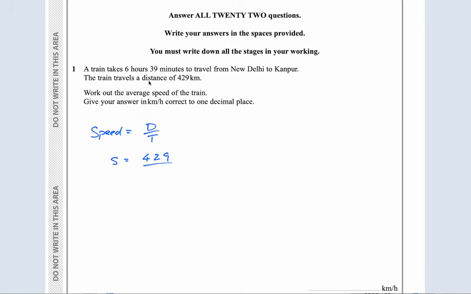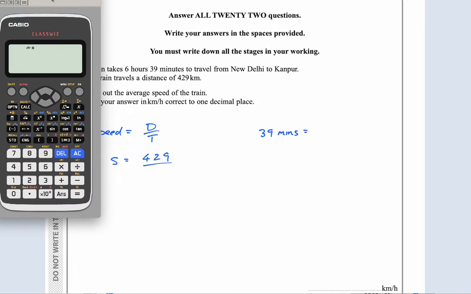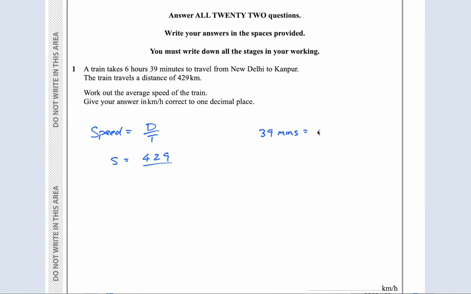I would like it to be, guys, only in hours, so what we'll do is we'll change 39 minutes, 39 mins, equals how many hours? So it's just 39 out of 60. That's how many hours we're dealing with. So it's 39 divided by 60, which is 13/20ths or 0.65. So 39 minutes equals 0.65 hours. So the time is 6.65 because it's 6 hours and 39 minutes, 6.65.